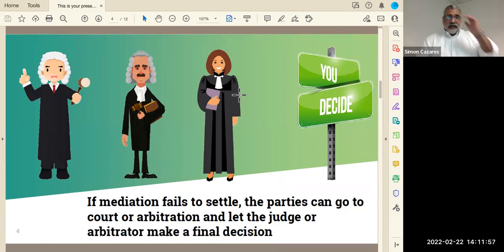And as it states here, if mediation fails to settle, the parties can go through the court or arbitration and let the judge or the arbitrator make the final decision. And that's, again, the difference between mediation and arbitration. And we'll dive deep into the arbitration that aligns more with a court hearing. And I'll explain, because I've been in both scenarios. I've been in a mediation, but I've also been in arbitration and also been in court as well.